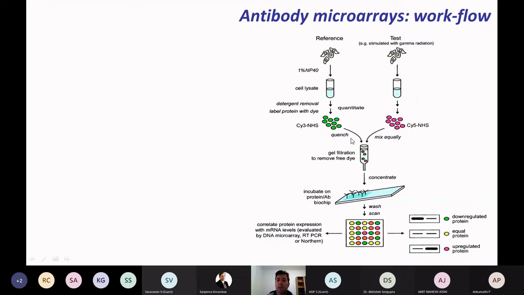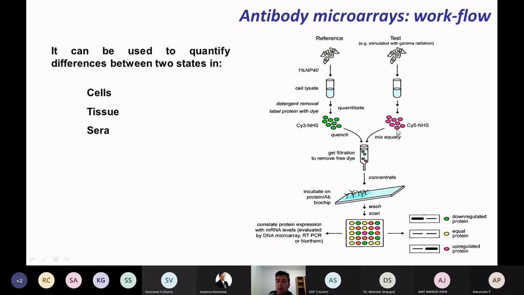After labeling of the proteins, they are mixed equally, gel filtrated to remove any free dye, concentrated, and applied to the surface of the protein microarray, in this case an antibody microarray. So if we get a green spot after scanning, the protein is down-regulated in the test situation. If it's an equal amount, it will appear in yellow, and if it's upregulated, it will appear in red.